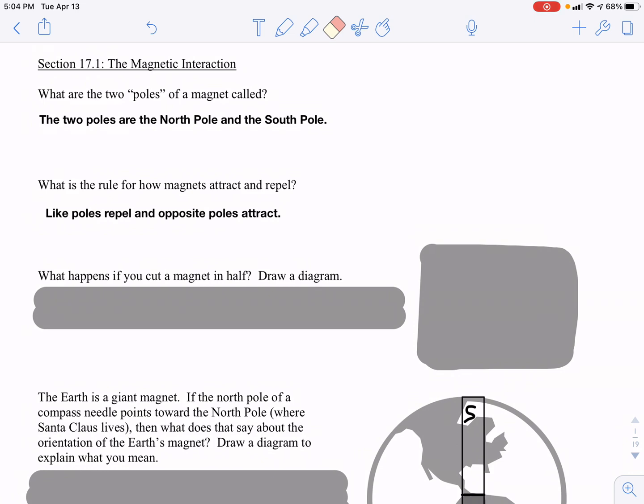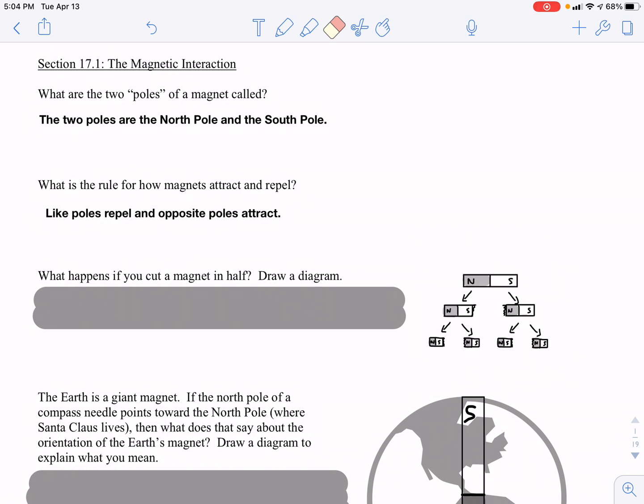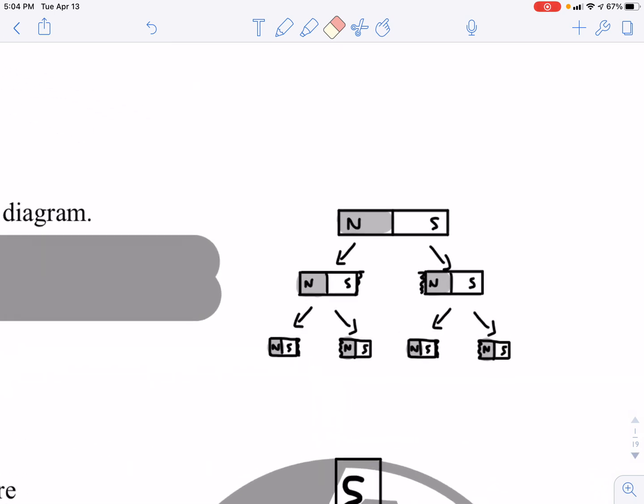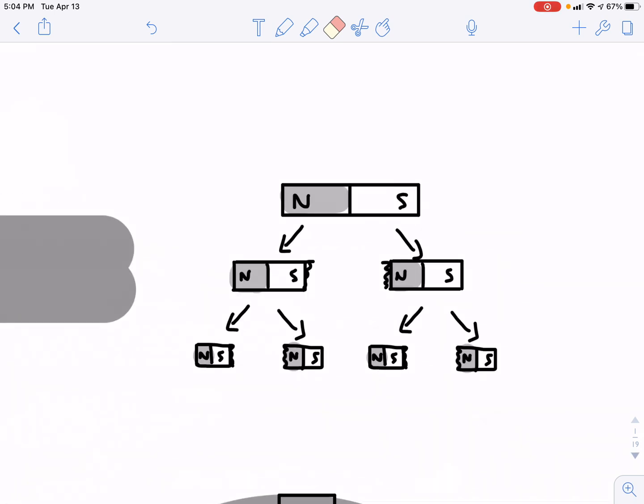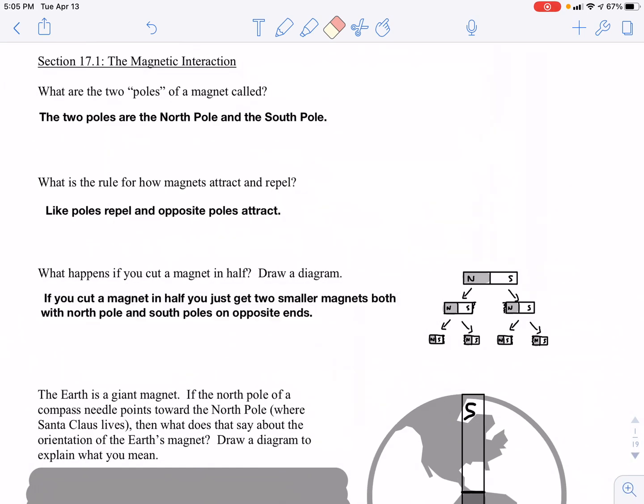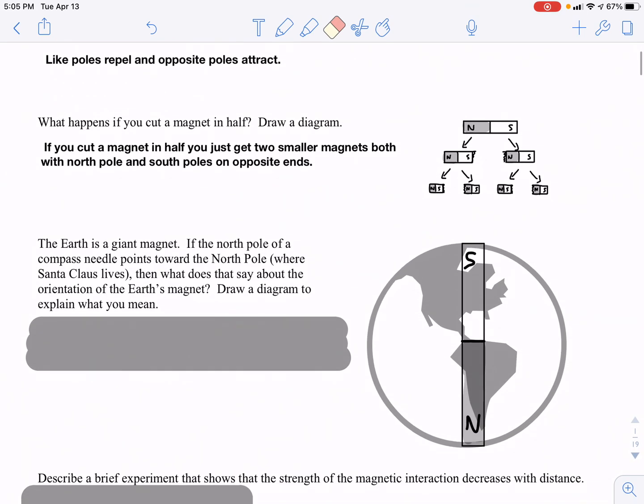What happens if you cut a magnet in half? Draw a diagram. Well, let's take a look at that diagram. We can see that if we take a bar magnet, which has a north pole on one end and a south pole on the other, and we cut that in half, we would simply have a smaller bar magnet, again with the north pole on one half and a south pole on the other half. If you keep cutting it in half, you're going to get the same result every time, just a shorter magnet. So again, cutting the magnet in half just gets you smaller magnets, each with a north pole and a south pole at opposite ends.